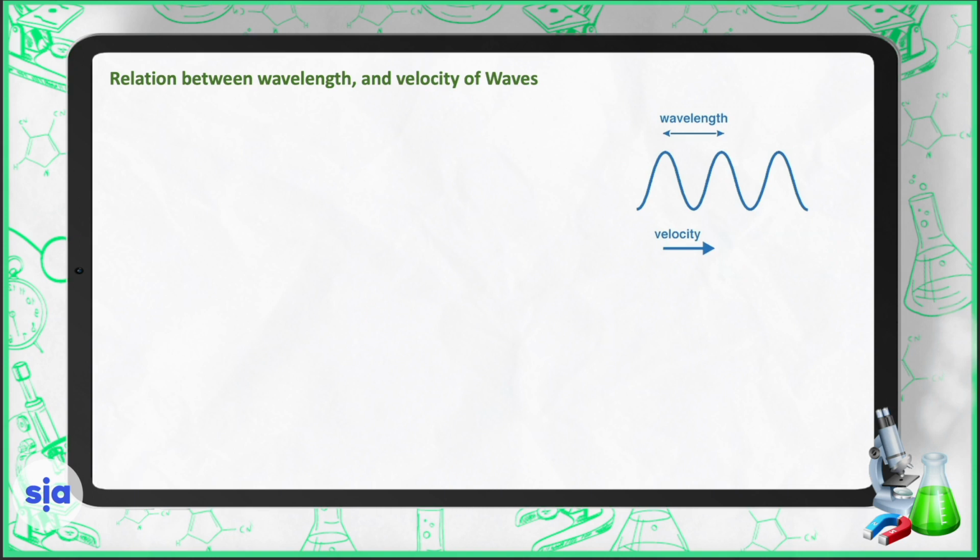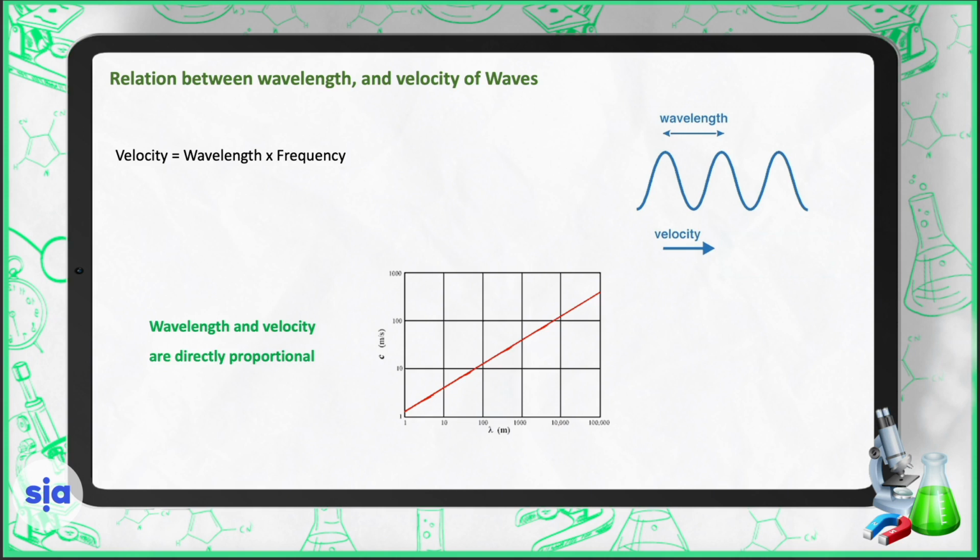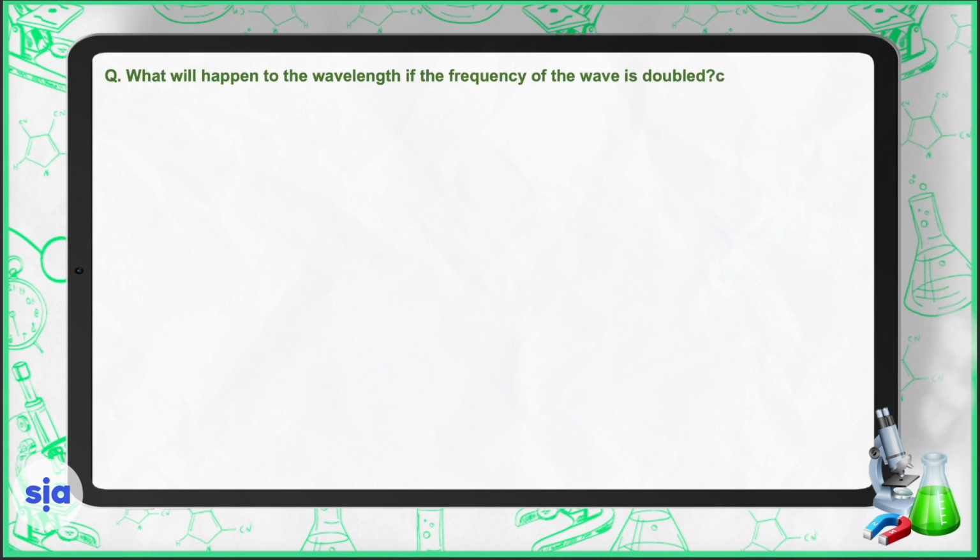Now the relationship between wavelength and velocity. From the equation velocity equals wavelength times frequency, we can see that they are directly proportional to each other. So whenever the velocity increases, the wavelength will increase. And when the velocity decreases, the wavelength will decrease accordingly.